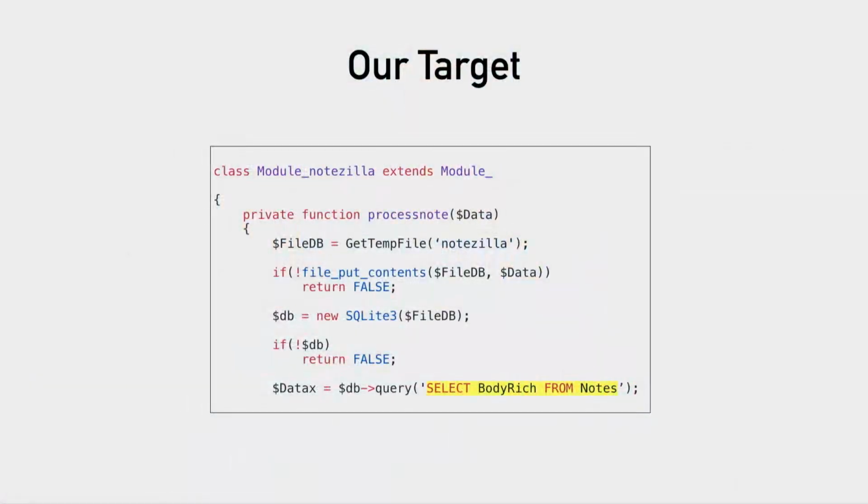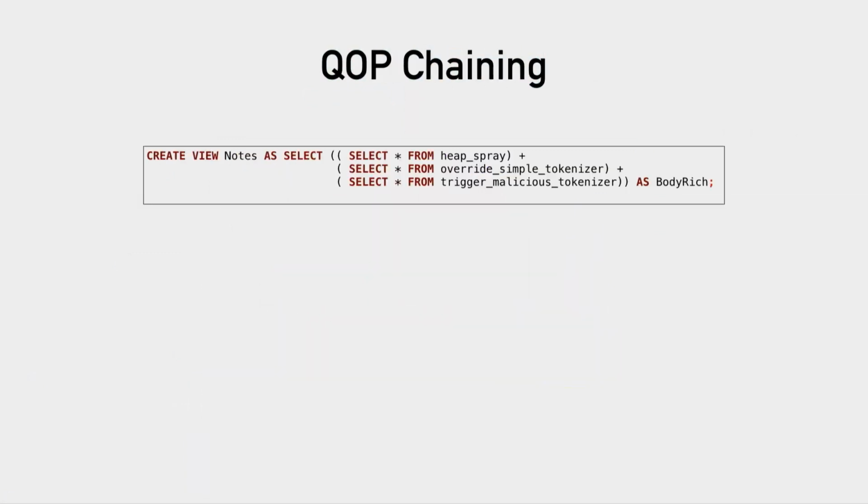So again, our target is the following code, right? We have the password stealer, and it selects a column called bodyrich from a table called notes. So we are going to create a view that is called notes, and it will have 3 subqueries inside. We're going to start with a subquery called heap spray, and then we'll override the simple tokenizer, and then we'll trigger our malicious tokenizer.